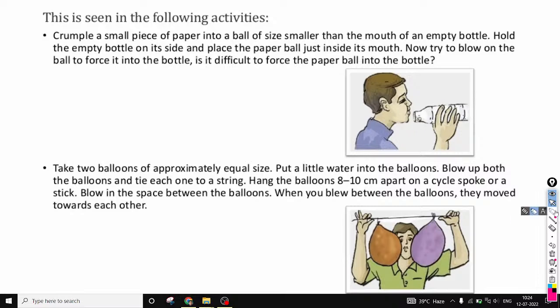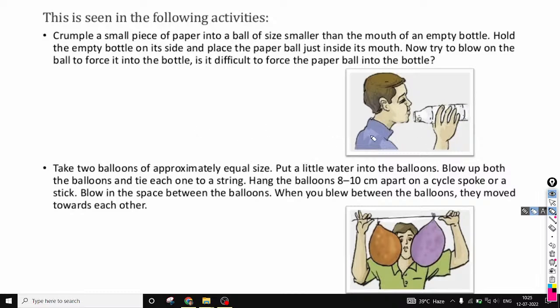You have to wrap the paper and place it into the mouth of your empty water bottle, and now try to blow. You will try to blow your air inside the empty bottle and force the ball into the bottle. It is difficult to force the paper ball into the bottle. When you place this wrapped paper ball, it is difficult to blow it into your bottle.